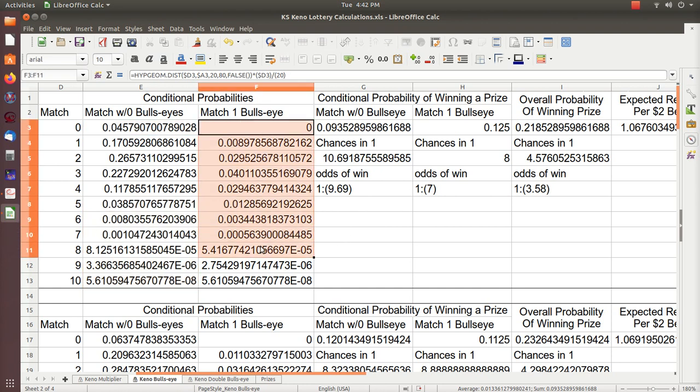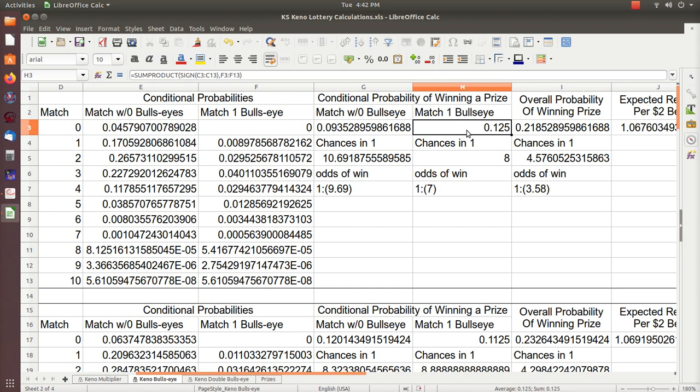Now to be in this column, remember that's the probability of a match and you match the bullseye. So really, if you sum these probabilities, you get 12.5%. So 12.5% chance of winning Keno Bullseye and matching the bullseye. You take the reciprocal, you get a chances in 1 of 8. You look at the ratio of the probability of win divided by the probability of lose, you get odds of 1 in 7.